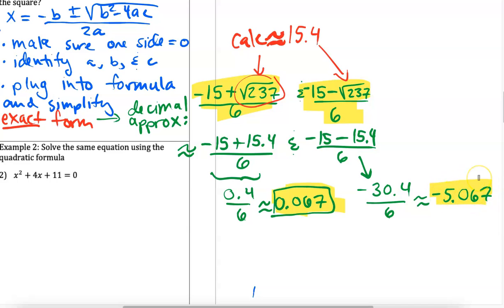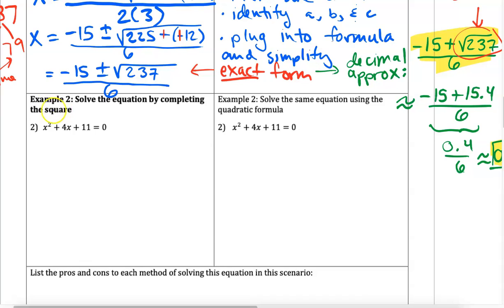Here it's somewhere between -5 and -6. Okay, so now what I want us to look at in example 2 is some comparisons between the methods we have used, completing the square as one, and the method we now know, just so you can see the pros and cons to each one.